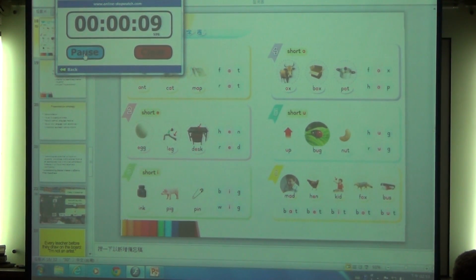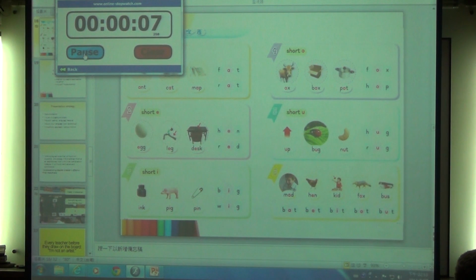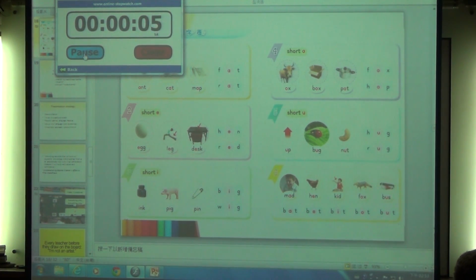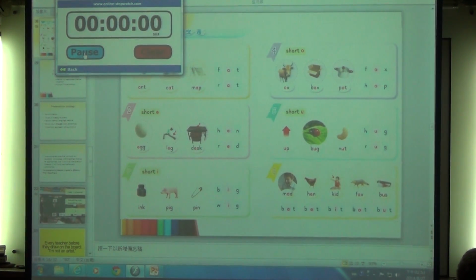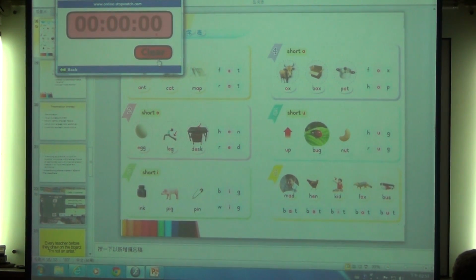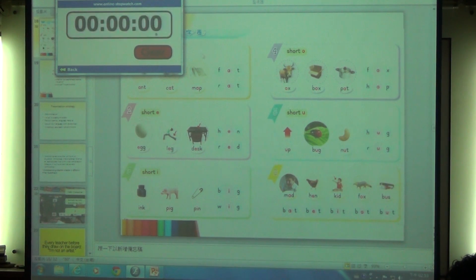Ready, go. Ant. Ant. Cat. Cat. Mat. Rat. Rat. Leg. Leg. Egg. Ink. Big. Box. Big. Wing. Ox. Box. Hop. Nut. Box. That's right. So we finished half of it.